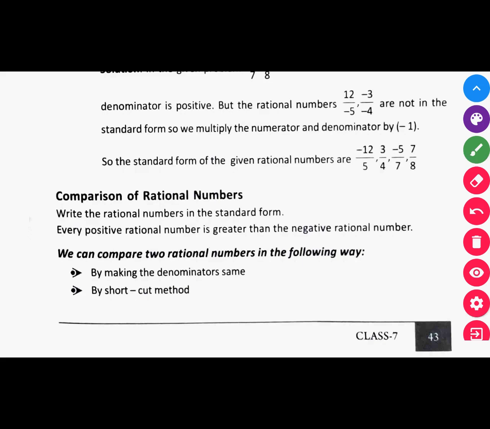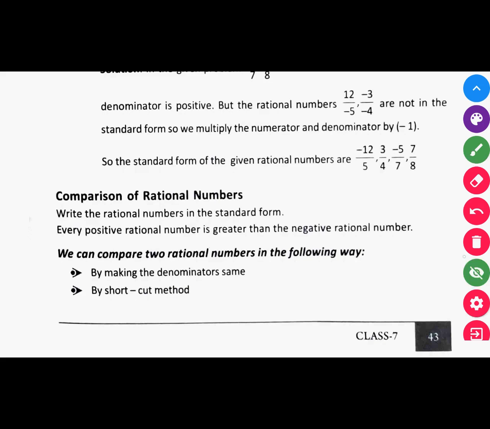For rational numbers, if we want the lowest form, then we first have to find the highest common factor of numerator and denominator, and we have to divide both numerator and denominator by that number. We get the lowest form of that rational number.